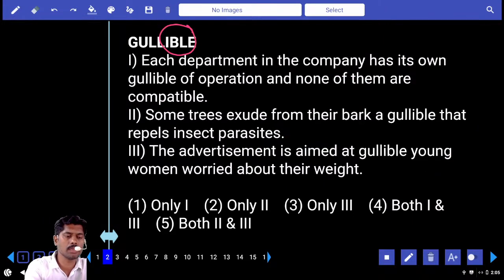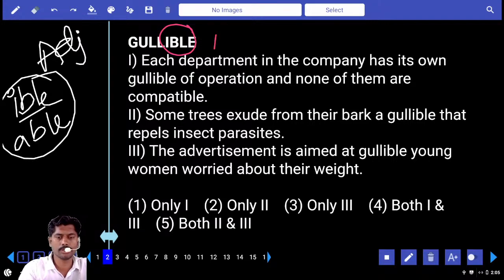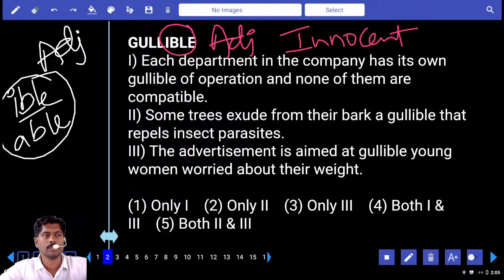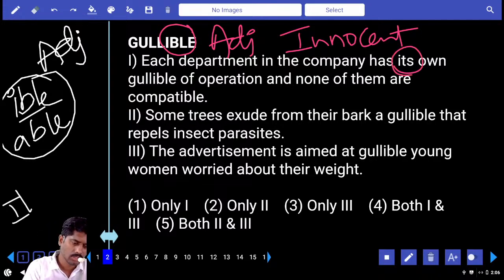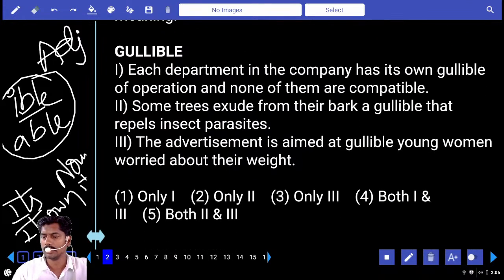Gullible. If a word is ending with IBLE or ABLE, what is it? Adjective. This is an adjective. Gullible means innocent. Each department in the company has its own gullible of operation. Whenever it is given, we generally take a noun. If you are taking gullible, then after gullible I require a noun. Unfortunately, there is no noun after gullible. So its own gullible of is wrong. Its own gullibility should be there. Gullibility is nothing but a noun. Gullible, adjective; gullibility, noun. So the first one is wrong.